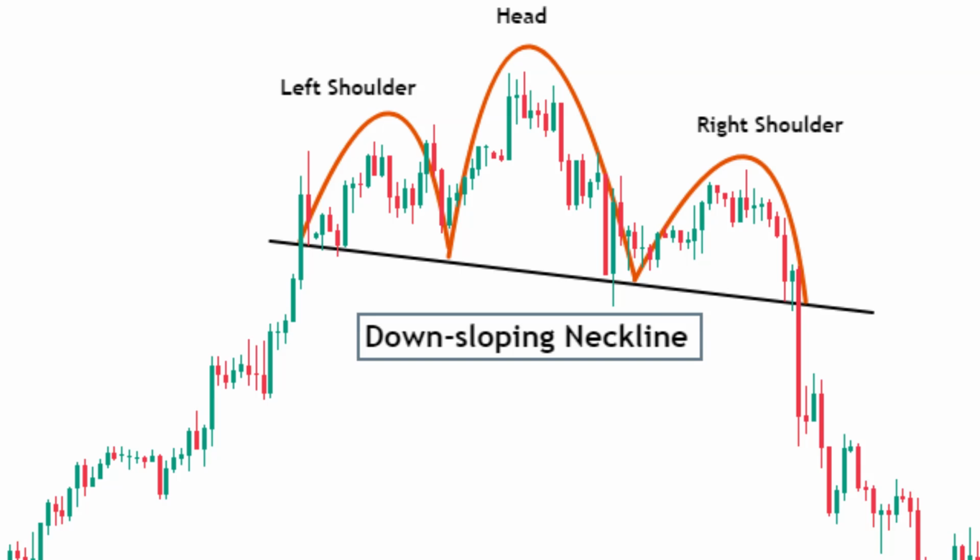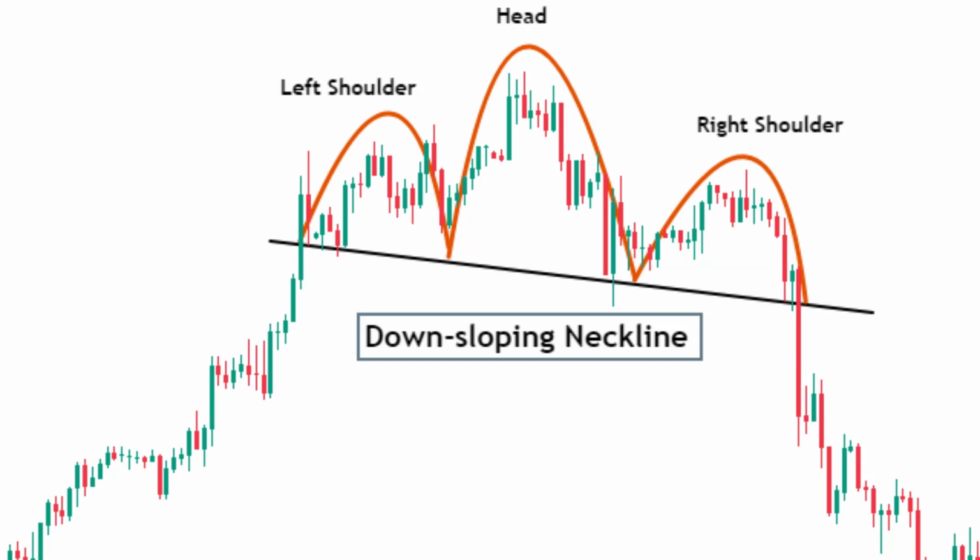This time, however, the most critical support line of the pattern, the neckline, has a down-sloping structure. The neckline connects the two pullback points of the pattern, the low between the left shoulder and the head, and the low between the head and the right shoulder.